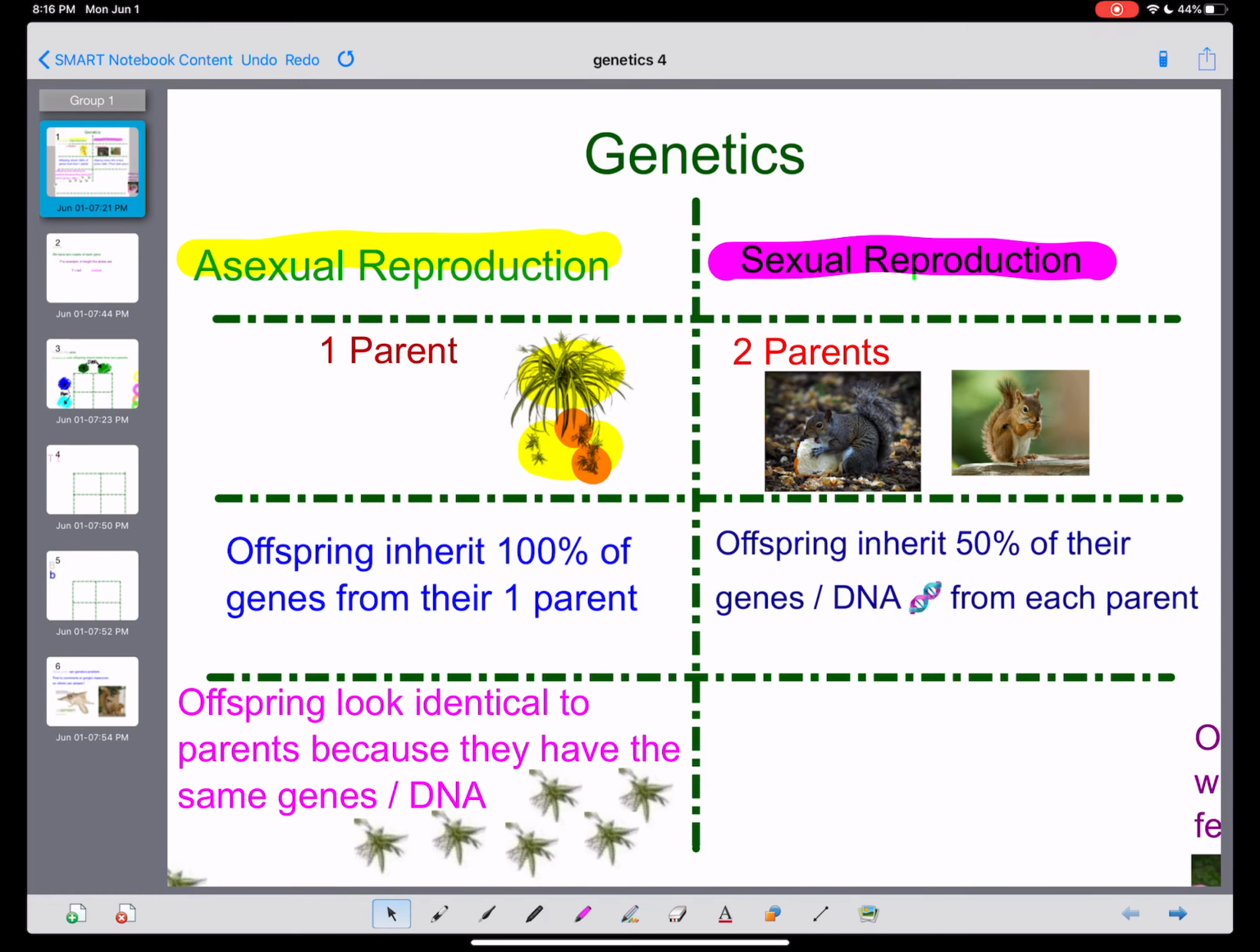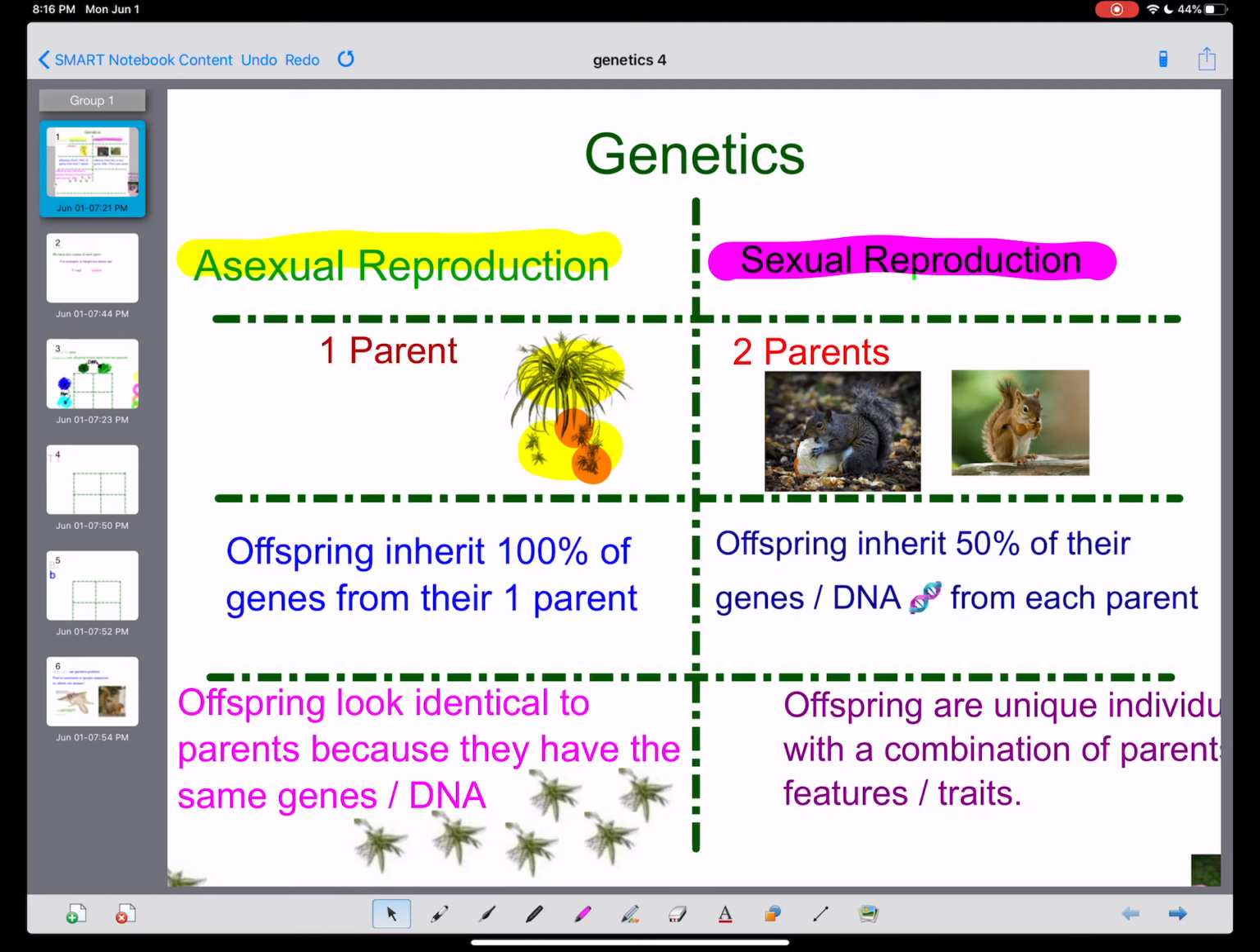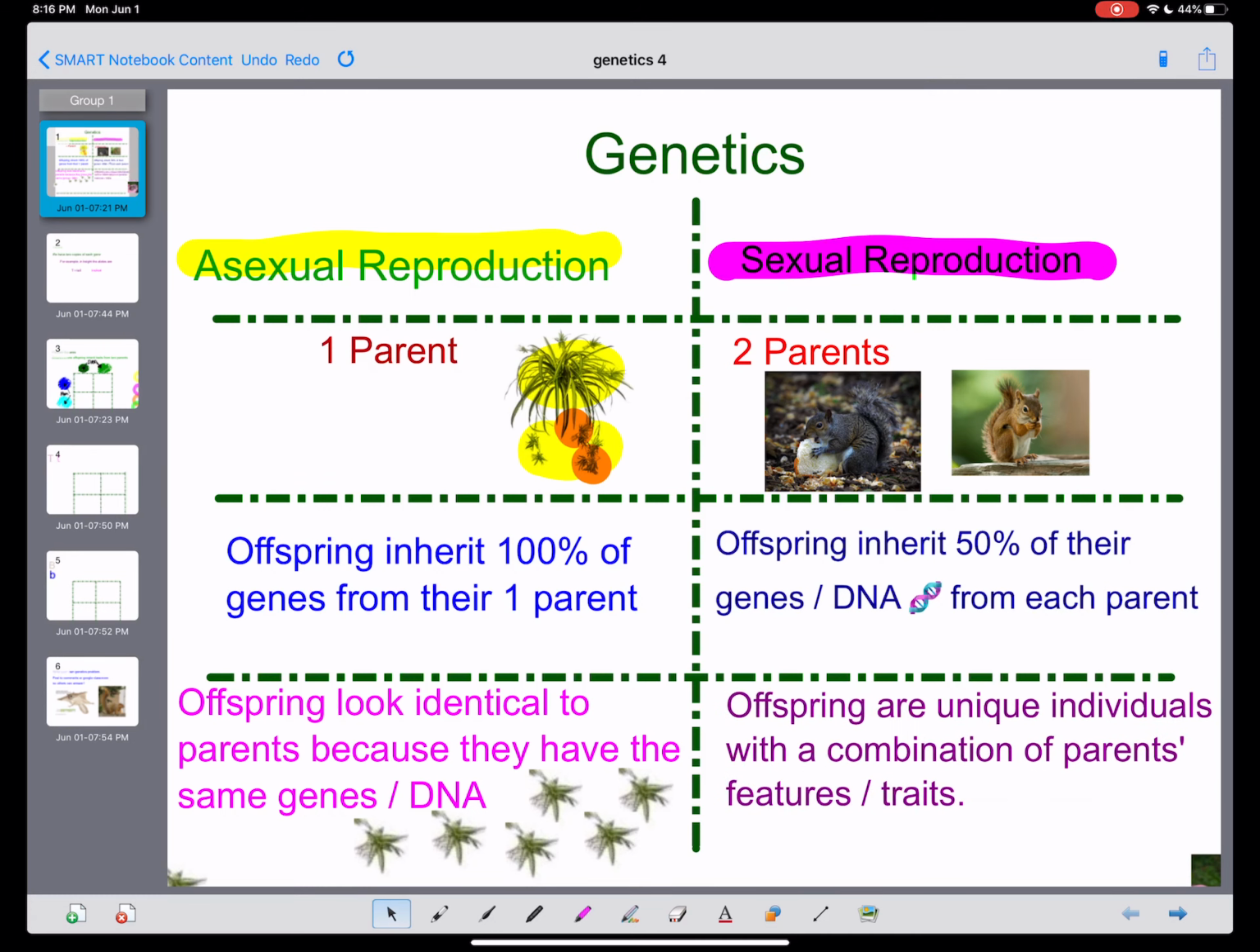Offspring get about half of their traits from each parent because they get exactly 50% of their DNA or genes from each parent. We have 2 copies of each chromosome, and living things get one of those copies from the father and one of those copies from the mother. And every offspring is unique. It's not exactly like either parent. It's a mix of both. Like you can see with this adorable baby squirrel that has the traits of both of these parents up here. And they are unique. There's nobody else like them in the world.